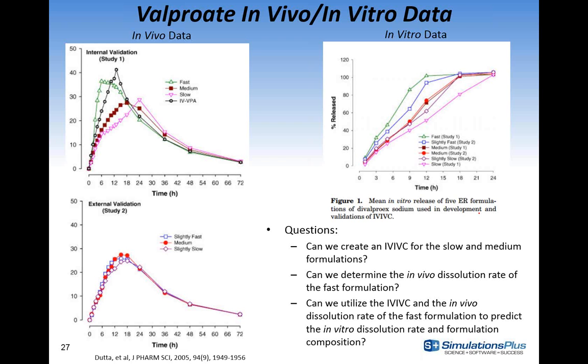So the questions we want to answer here are: can we create an IVIVC for the slightly fast and the slow formulations? Then can we determine the in vivo dissolution rate of the fast formulation using the deconvolution within GastroPlus? Then can we utilize the IVIVC that we've developed to convert that in vivo dissolution rate for the fast formulation into an in vitro dissolution rate, and then predict the formulation composition that would hit that in vitro dissolution rate?